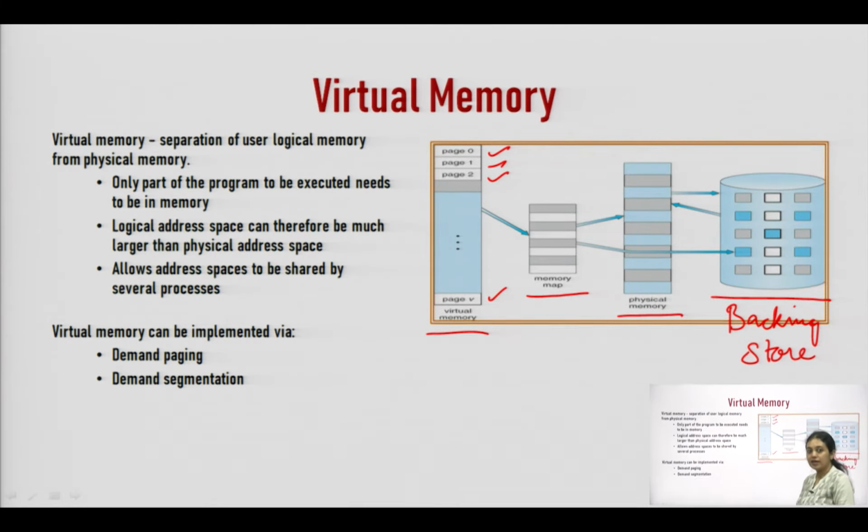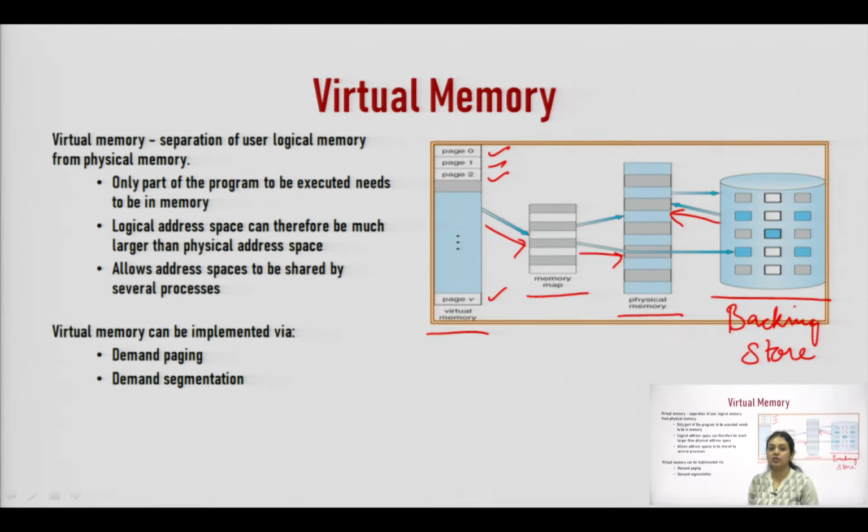This is our backing store where the processes are actually residing. Now, if a particular process is required for execution, then it is brought from the virtual memory through the memory map into the physical memory. If it is not there, then the backing store is concerned, and from here the process is brought into the physical memory.